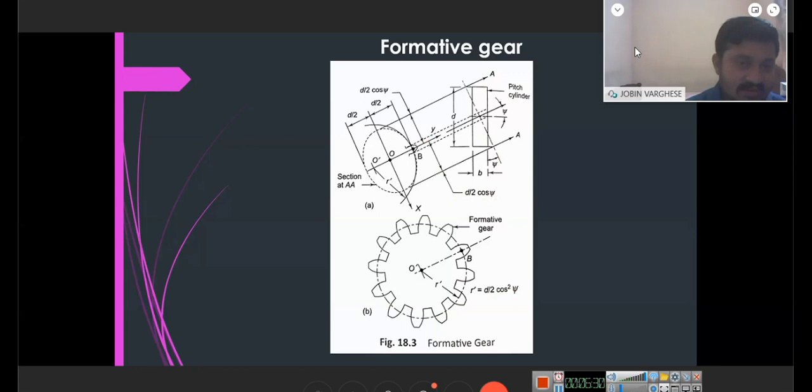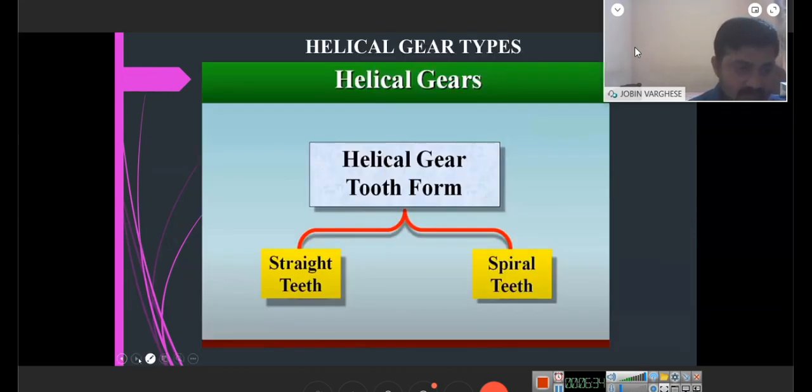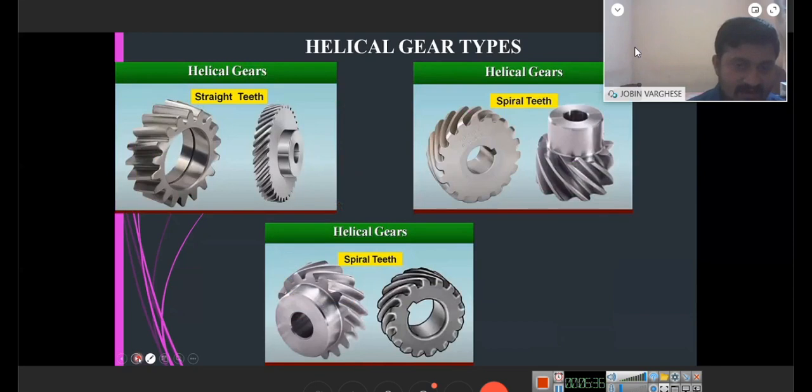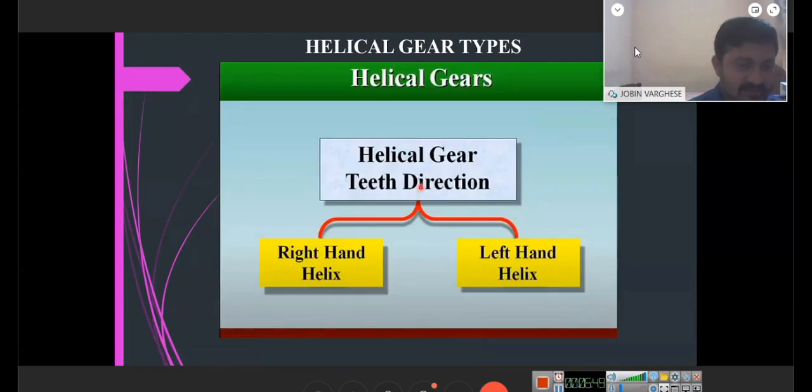Now, helical gear tooth form. There are straight and spiral teeth. You can see in this one, this shows a spiral one, and this shows a straight one. These are straight like this, and this way having a spiral is a different type. Then, depending upon the direction, they are divided into two: right hand helix and left hand helix.